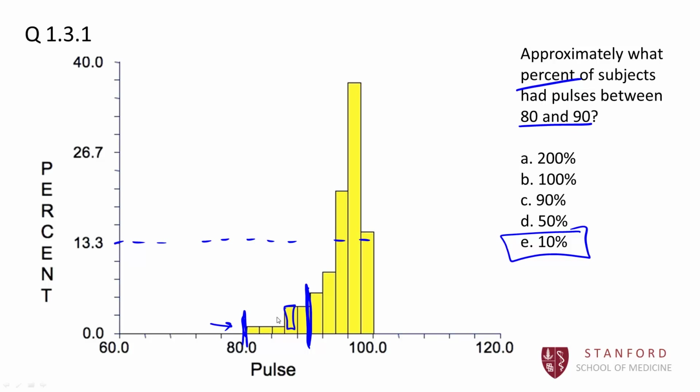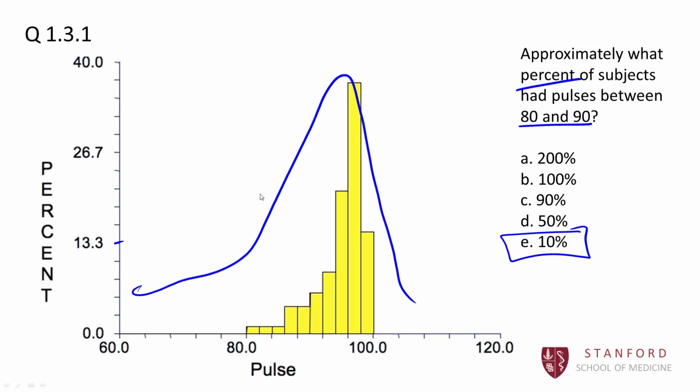As review, I'd just like to point out that this is a left skewed distribution. So a left skewed distribution means that the mean is going to be less than the median, right? So the mean is going to fall somewhere around here. The median is probably going to be somewhere around here.